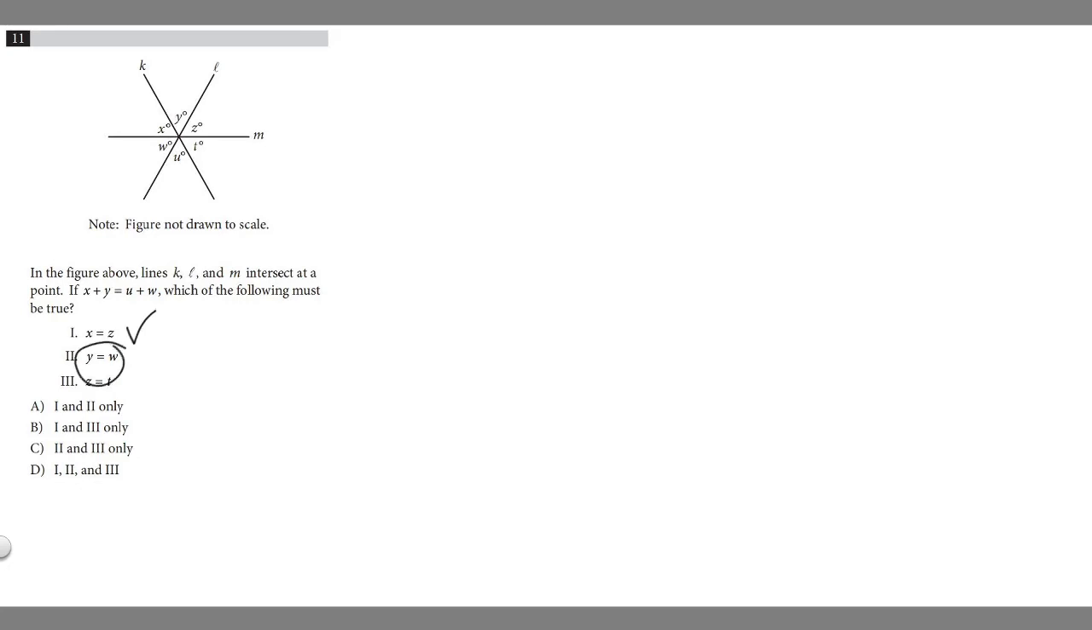Let's look at the second one though. I'm going to rewrite our equation, x plus y equals u plus w. For this one, we're going to have to use a bit more thinking. Is y going to be equal to w? Basically, this angle right here is going to be equal to this one. What we know from the first one is that x is equal to z, so this angle is going to be the same. I'm going to pick a number to represent them, and you could probably pick any one in this test to see whether or not it works. In this case, I'm just going to choose 70. So this is going to be 70, and this is going to be 70.